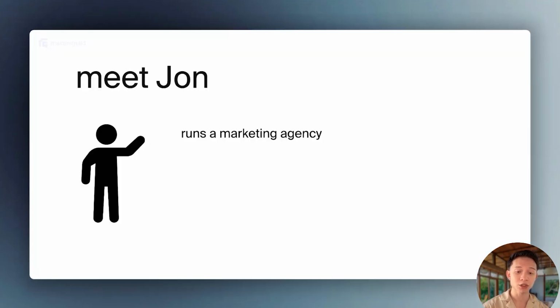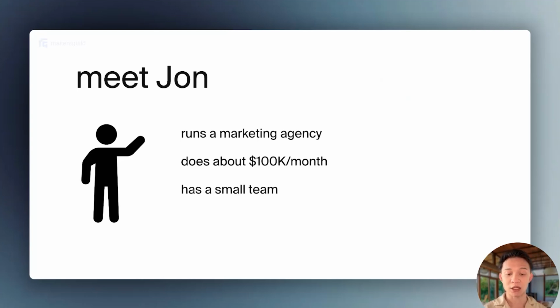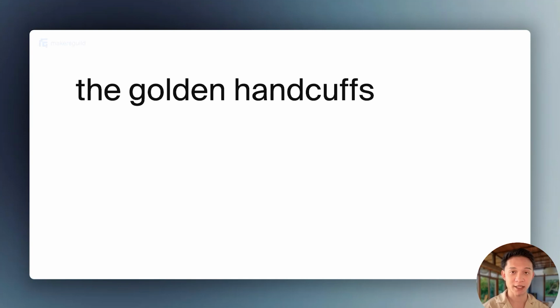Right, I want you to meet John. John runs a marketing agency. He does about 100K a month and has a small team. Right now, from the outside, everything looks great. John started his business with an idea, but what he has created from his company is now what I call the golden handcuffs. So a day in the life of John typically looks like this.